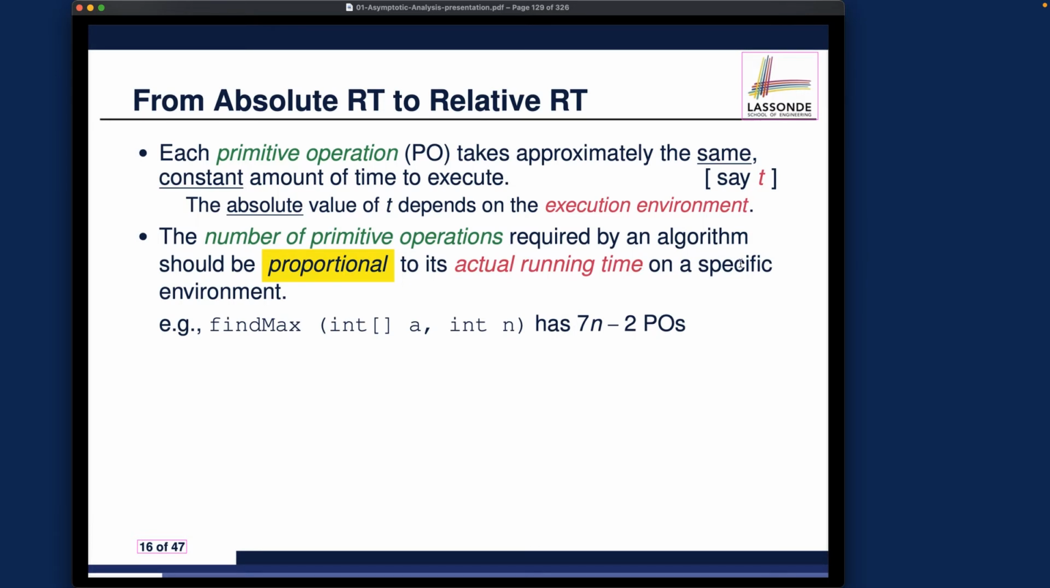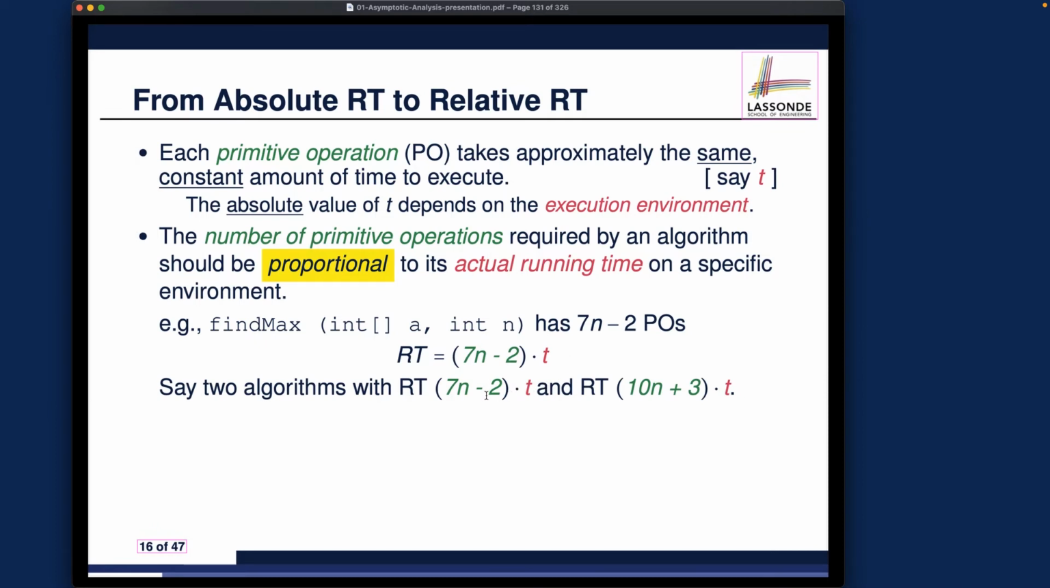Let's see. For example, this is the find max method that we just calculated, right? In the worst case, it gets 7n minus 2 primitive operations to be executed. And let's say for a particular platform, I talked about t earlier, for Mac t may be some number, and for Windows t might be another number. They might be different, but we can definitely factor out the value of t. The running time is just the number of primitive operations multiplied by the specific amount of time for each primitive operation to be executed on a particular platform.